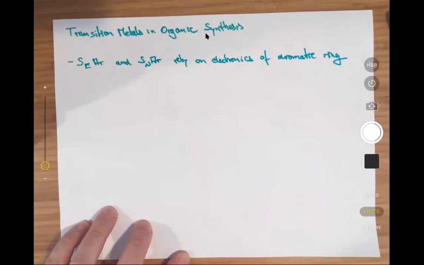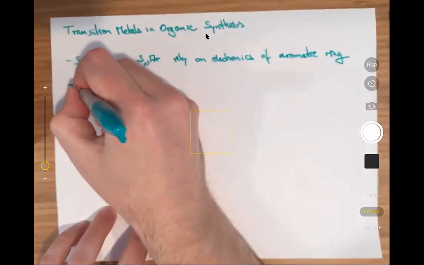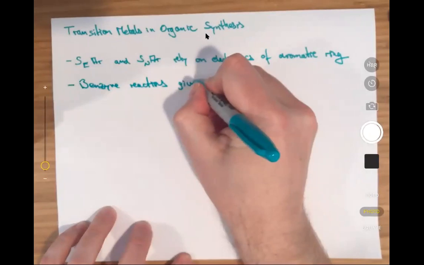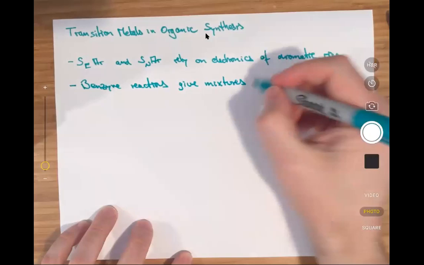The other type of reactions that we have looked at that are useful to create substitutions are benzyne reactions. And we know from those that they tend to give mixtures, and they require harsh conditions.